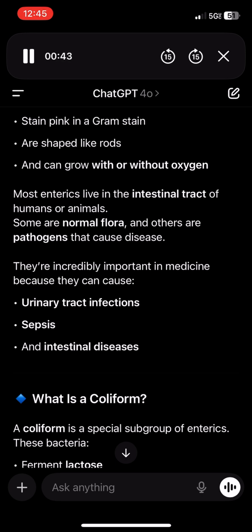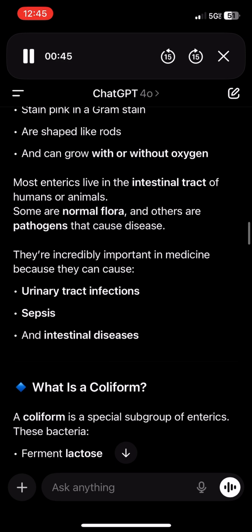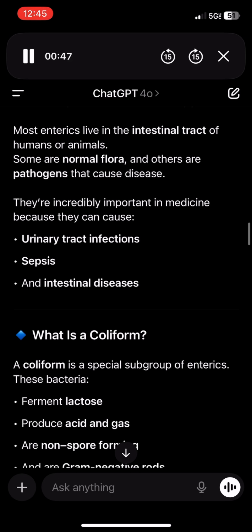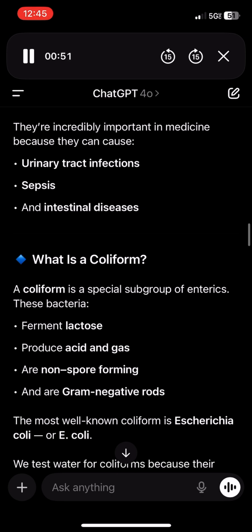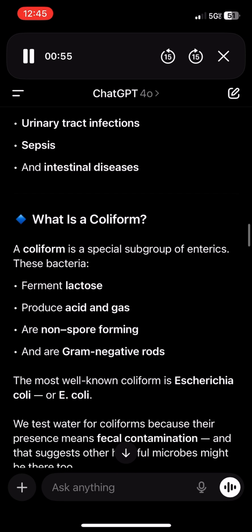Most enterics live in the intestinal tract of humans or animals. Some are normal flora and others are pathogens that cause disease. They're incredibly important in medicine because they can cause urinary tract infections, sepsis, and intestinal diseases.